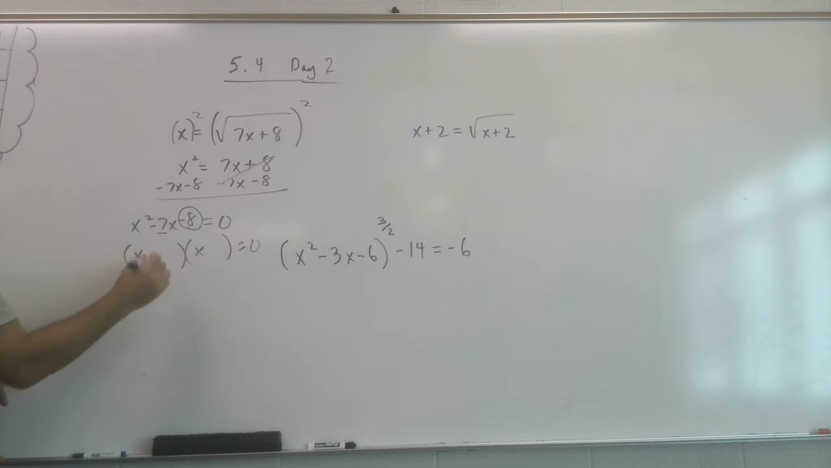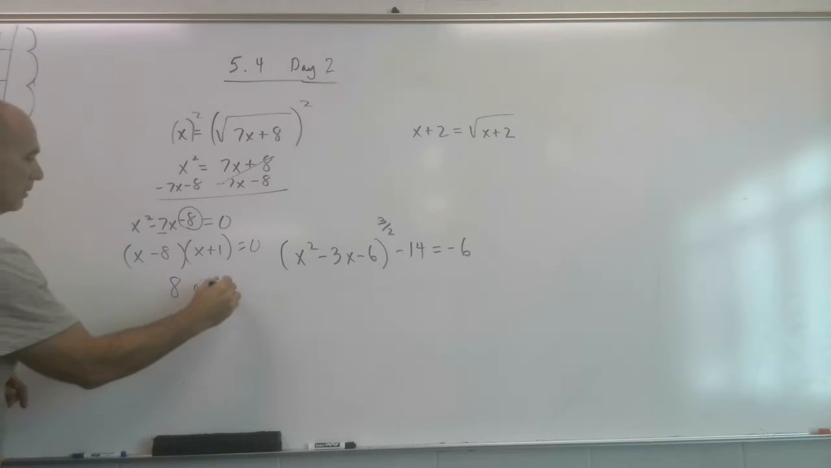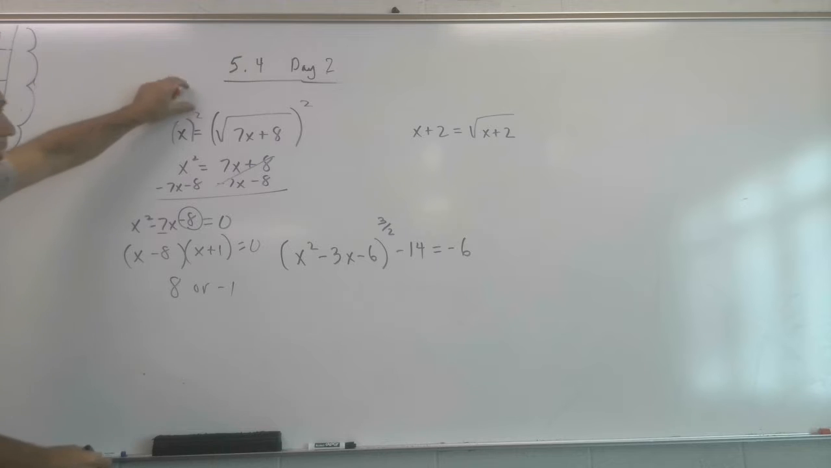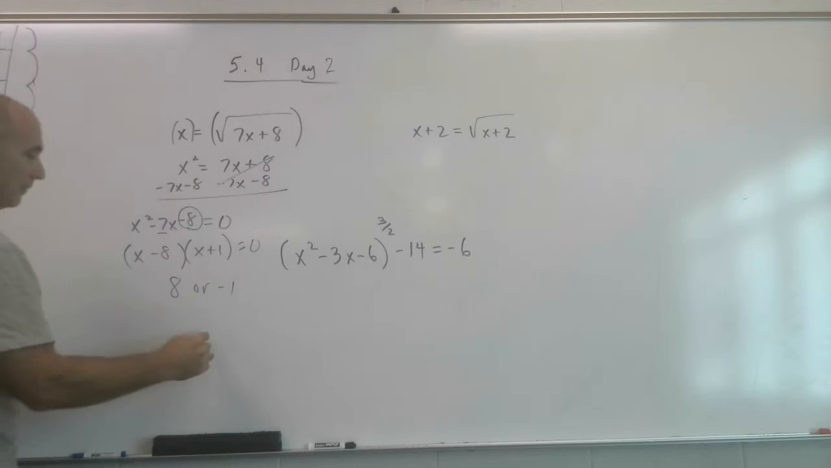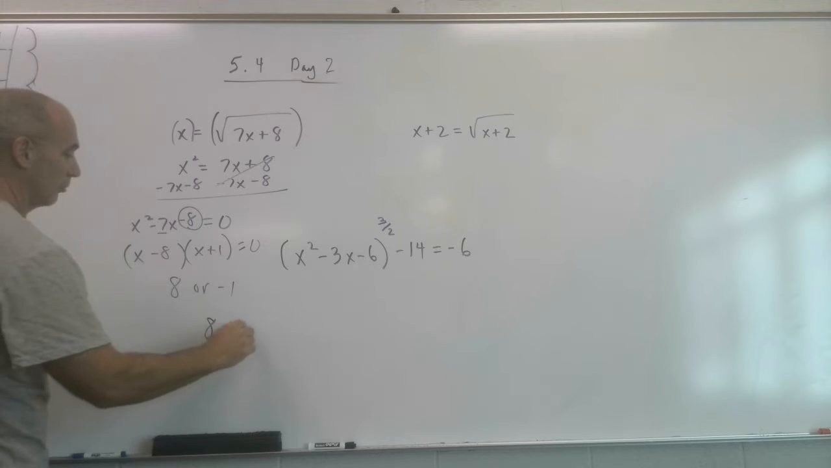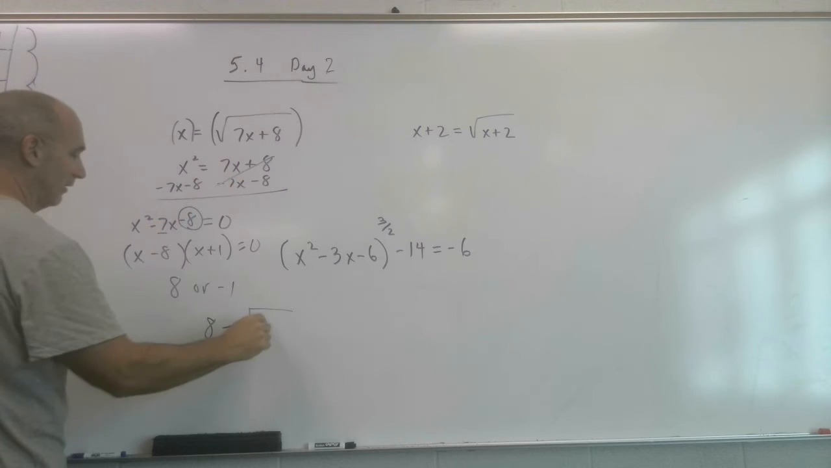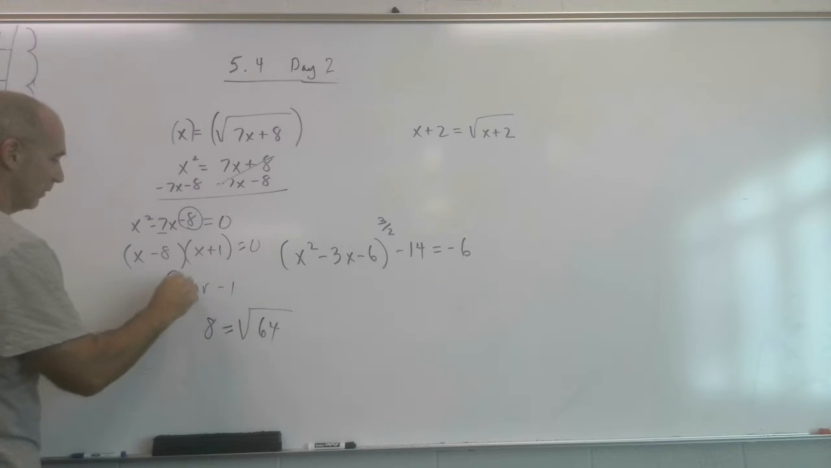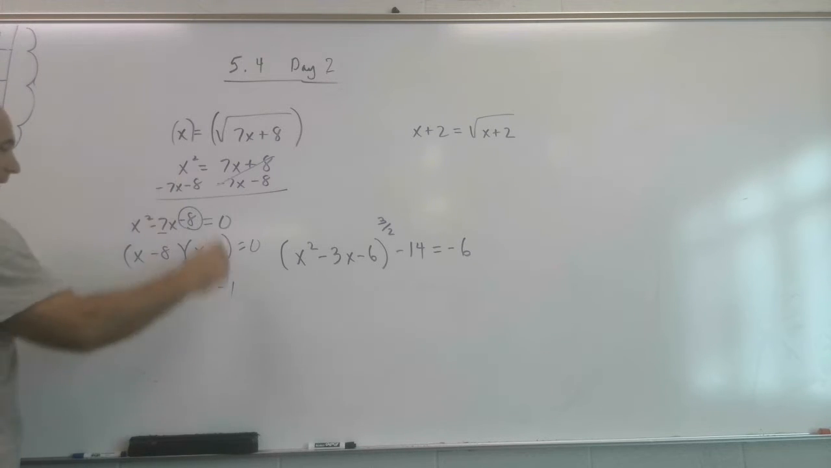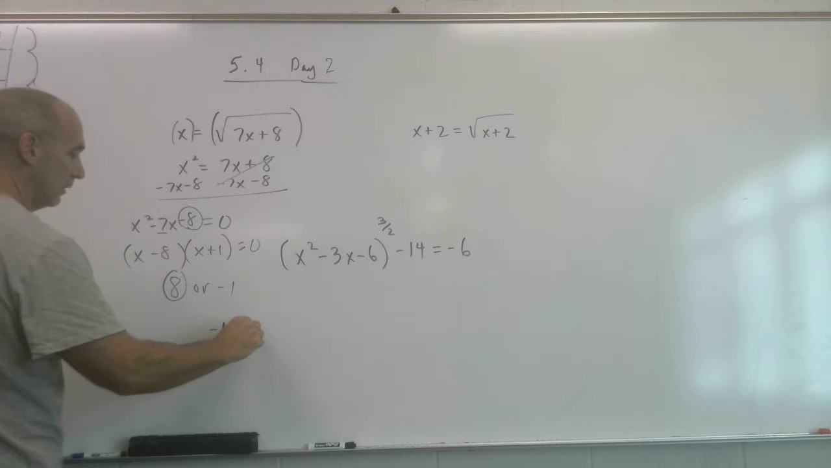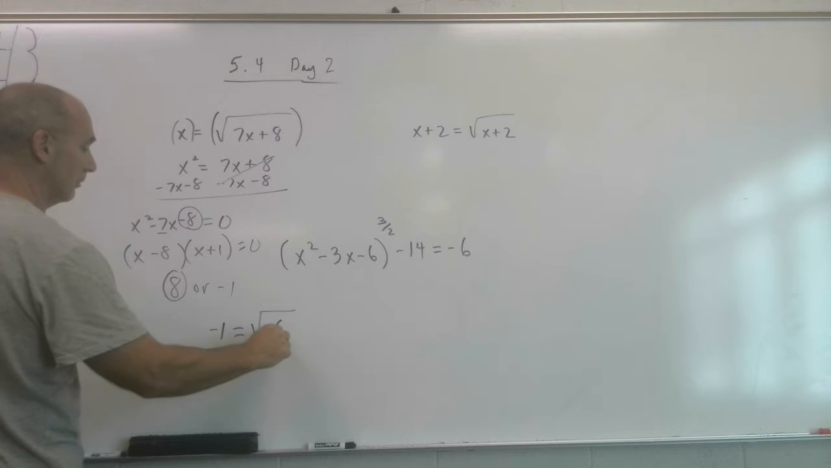Two factors of negative 8 that add to negative 7: negative 8 and 1. So my possible answers are 8 or negative 1. Now, remember, my original did not have those squares. So if I put the 8 in, I'm going to get 8 is the square root of 7 times 8 is 56, plus 8 is 64. Is that true? Yes. That's one of my answers. Let's check negative 1. Put it in there. Negative 1 equals the square root of 7 times negative 1 plus 8.